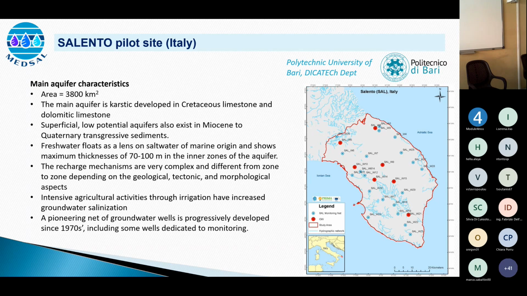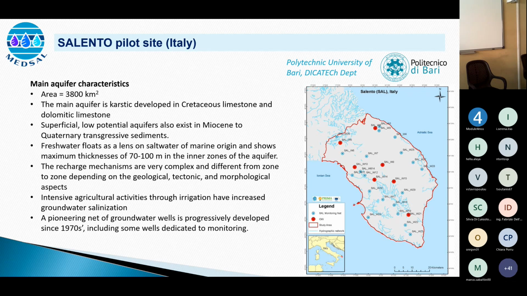The Salento aquifer is the Italian pilot site, and the monitoring net selected for the project includes some of the historical monitoring wells of the Apulia region. Unfortunately, we needed to use only a part of them because some of these wells were subjected to vandalism events or are subject to clogging.